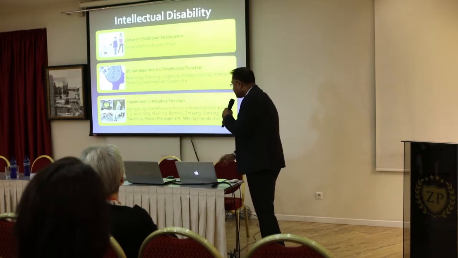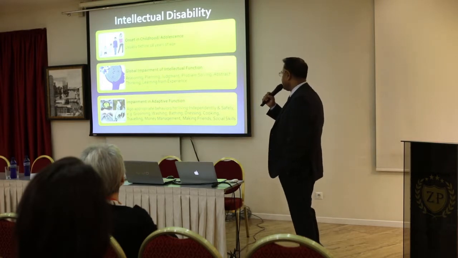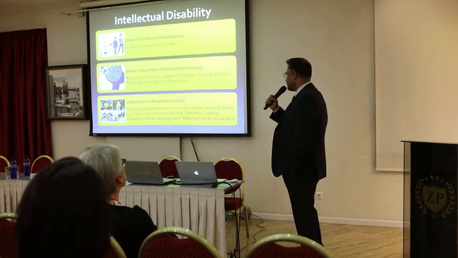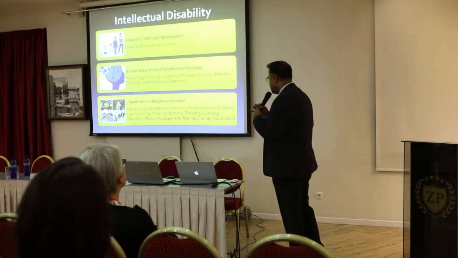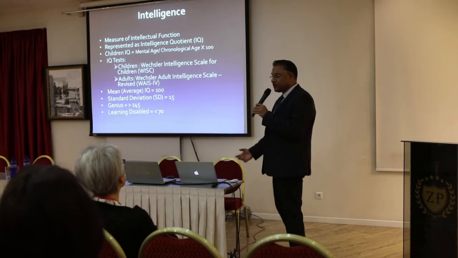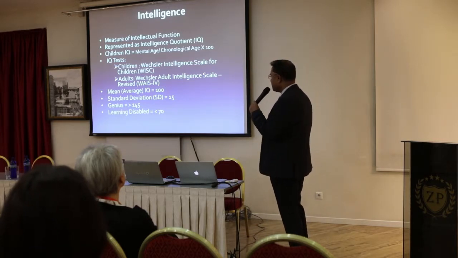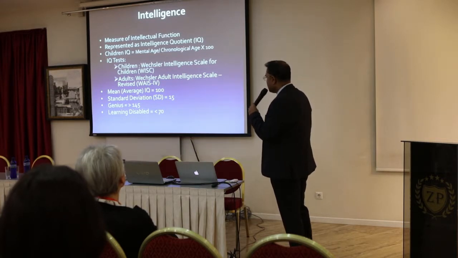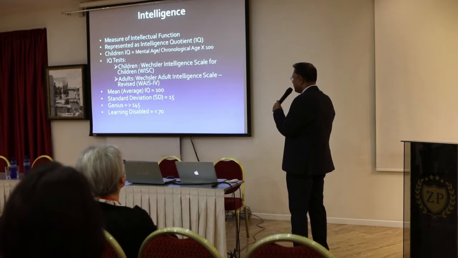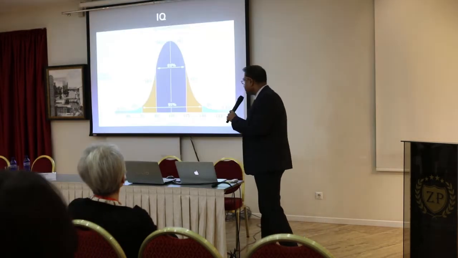So first we'll talk about intellectual disability. We know that it starts before the age of 18. There's global impairment of intellectual function, which leads to impairment in adaptive function. And the measure of intellectual function is IQ, which stands for intelligence quotient, and we measure it using different scales like the Wechsler Intelligence Scale for Children or the Wechsler Adult Intelligence Scale, Revised.